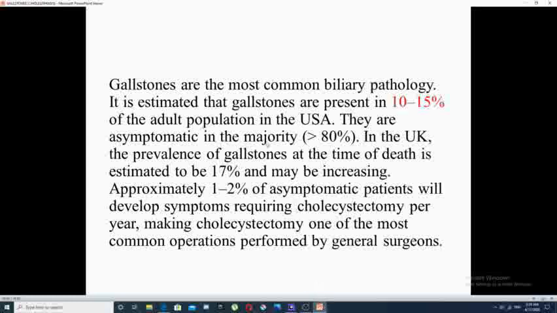Gallstones are the most common biliary pathology and have been estimated to be present in about 10 to 15% of the adult population in the USA, and they are asymptomatic in more than 80%. In the UK, the prevalence of gallstones is estimated to be 17% on autopsies.